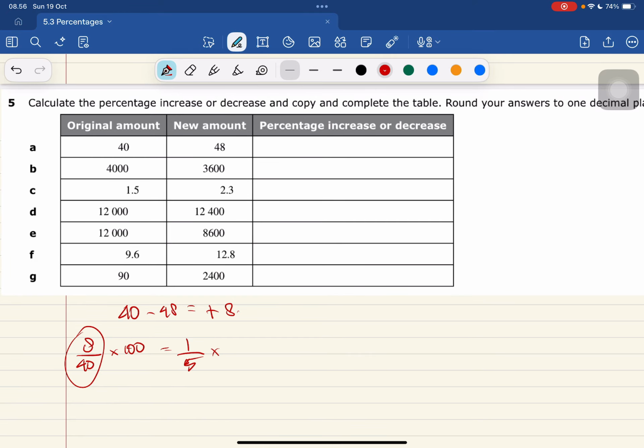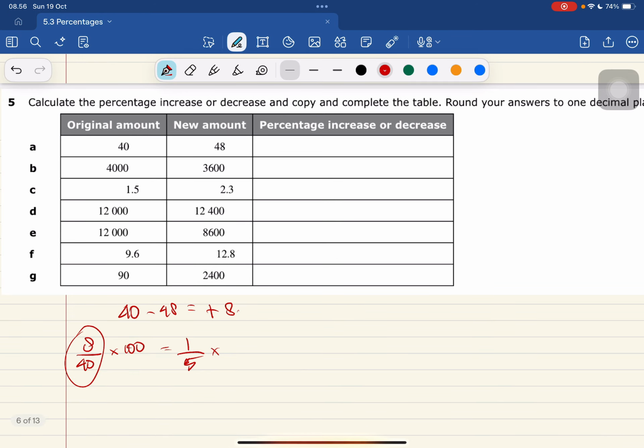Is it 1 over 5? Yes, 1 over 5 times 100. So 100 we divide by 5, which gives us the answer of 20. So this is an increase by 20 percent.